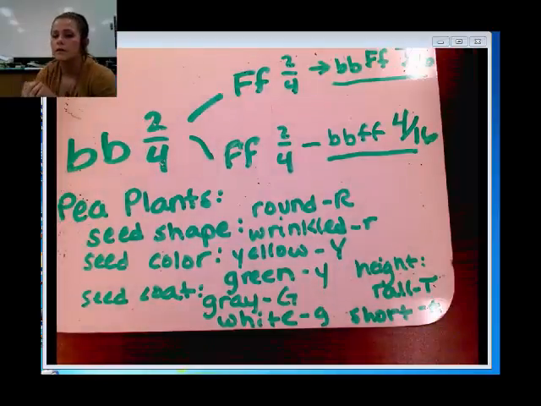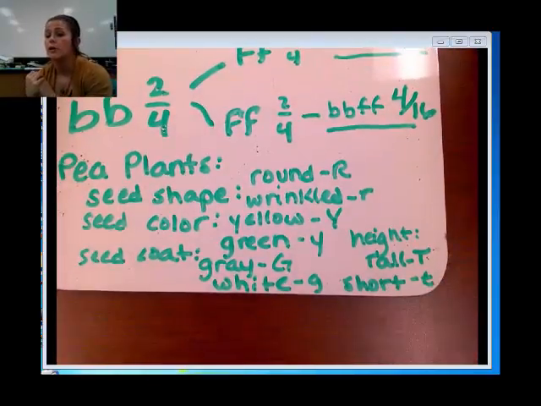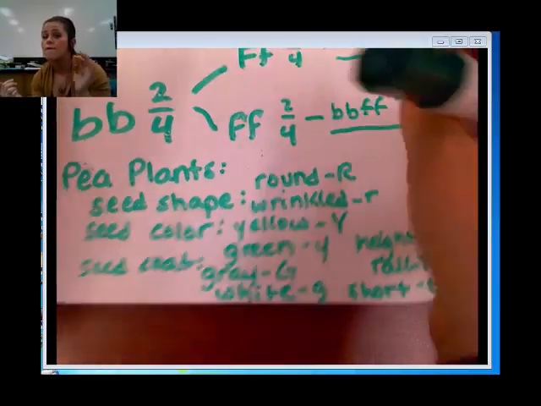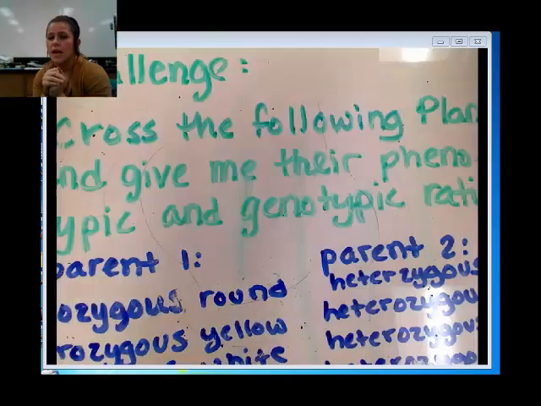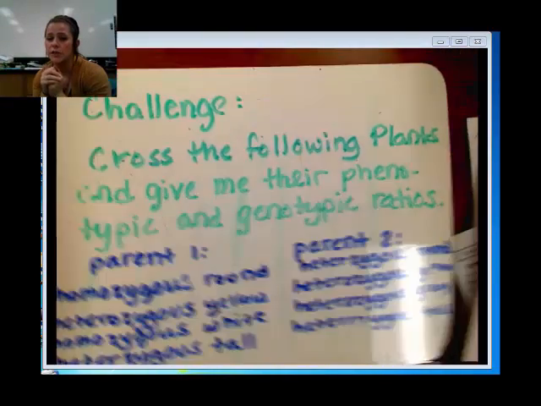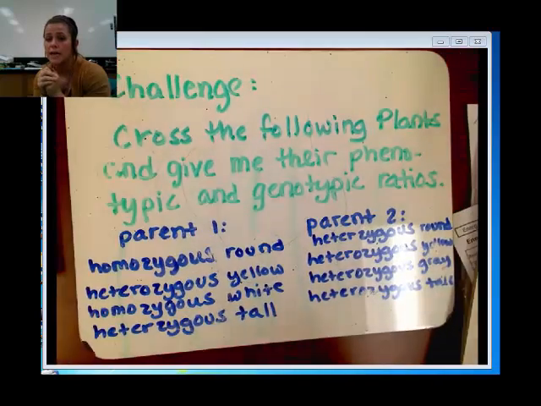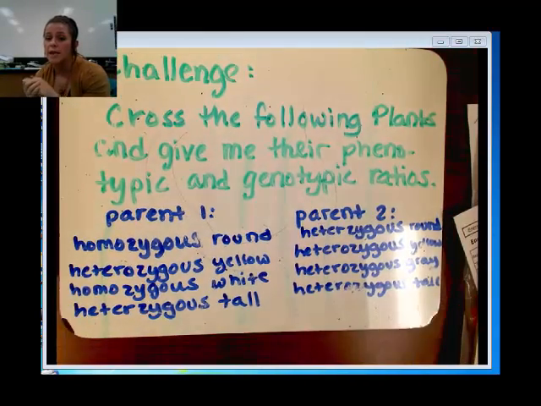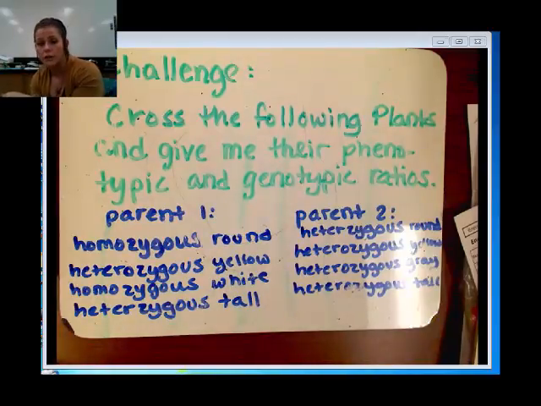So what I want you to do is go ahead and do a cross between 2 individuals, and you're going to actually follow 4 traits. And so I want you to cross these 2 individuals. So we have a homozygous for round, heterozygous for yellow, homozygous white, and then heterozygous tall. And then our second pair, which is heterozygous for all of those traits.